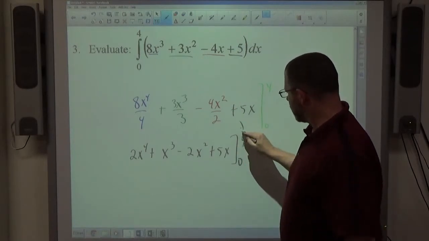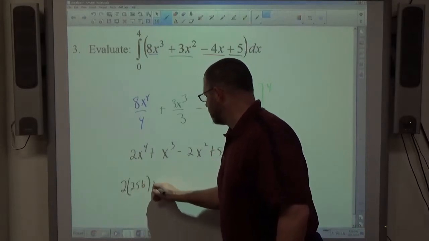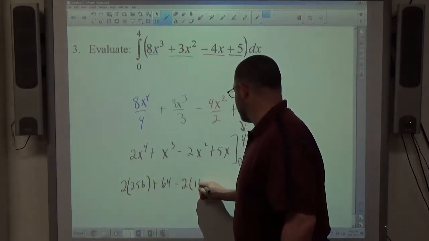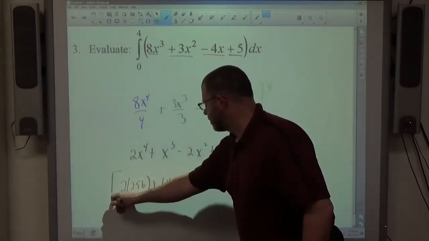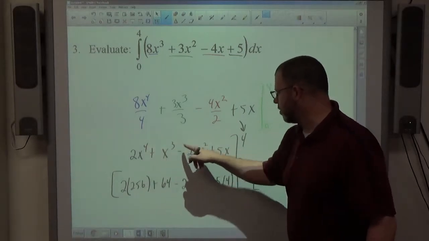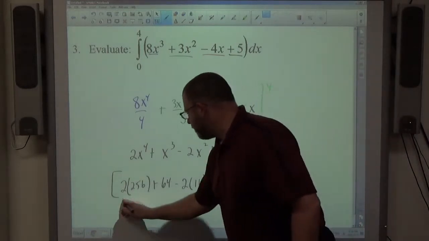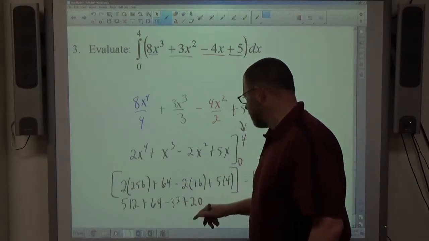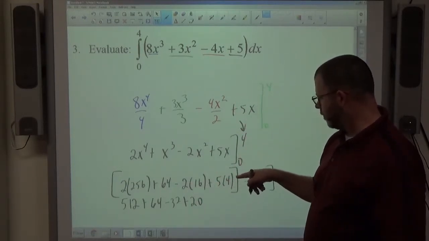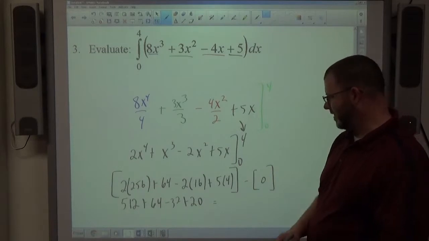And then, of course, we're going to substitute 4 first. So 2 times 4 to the 4th plus 4 to the 3rd minus 2 times 4 squared plus 5 times 4. If I substitute 0 in, I'm going to get 0 plus 0 minus 0 plus 0, so minus 0 altogether. So 512 plus 64 minus 32 plus 20. So 512 minus 32 is 480 plus 20 is 564.